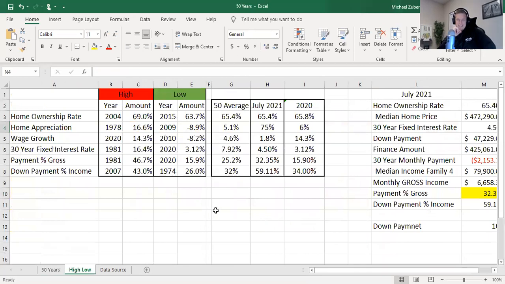And then I guess just the last thing, just because I like numbers, I did all the averages, the highs and lows. The highest appreciation was actually 78. The lowest was negative, basically 9. Highest wage growth was 14%. Lowest was 8. The average front end ratio was 25.2%. It's getting a little stretchy in 2021. Yeah, it's cool stuff.